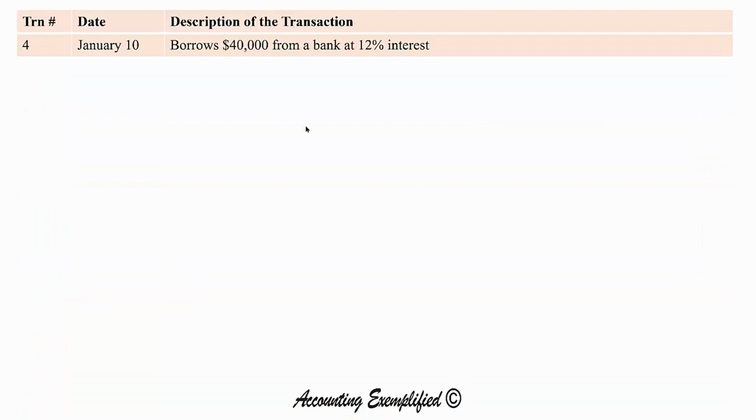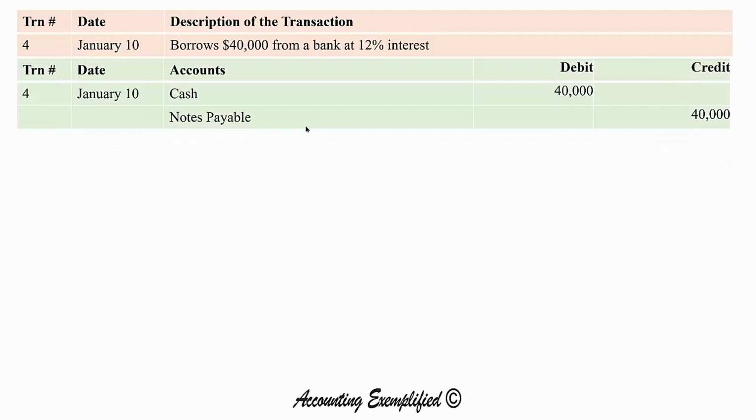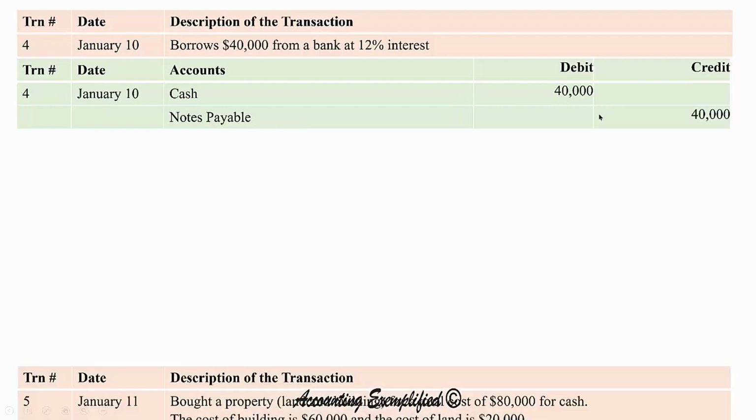Transaction number 4, on January 10th, company borrows $40,000 from a bank at 12% interest. This is a transaction because a company's accounts are affected, cash is coming in, and because the company is borrowing, company also incurs a liability. So here the cash increases and the liability also increases. Therefore, the journal entry will be to debit cash 40,000 and credit notes payable 40,000.